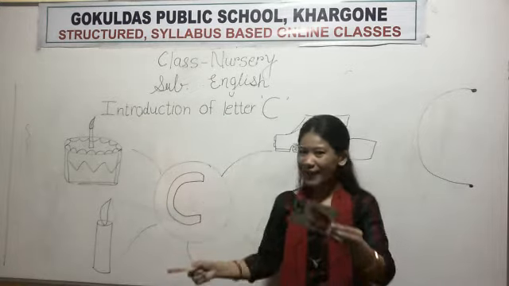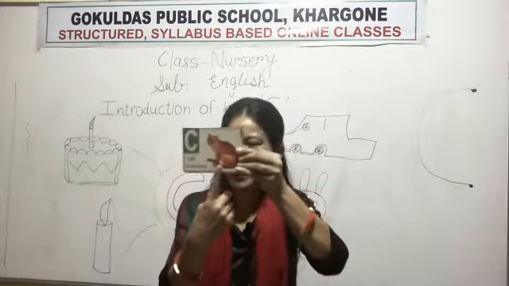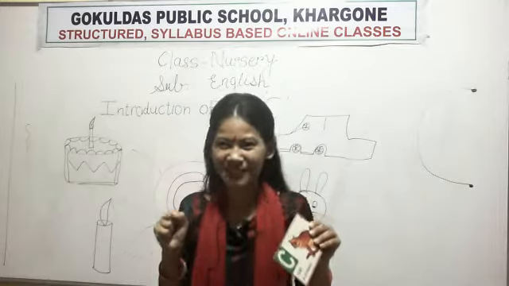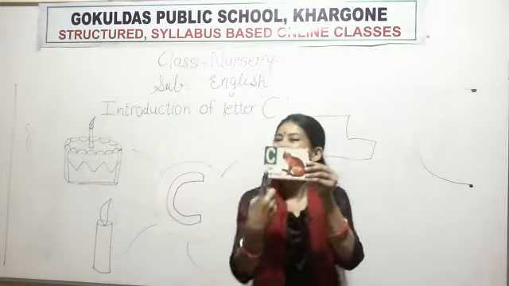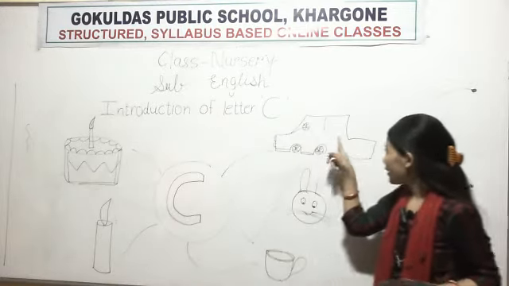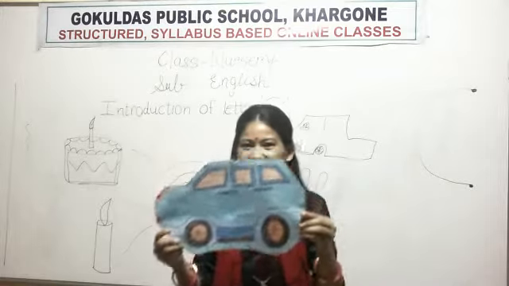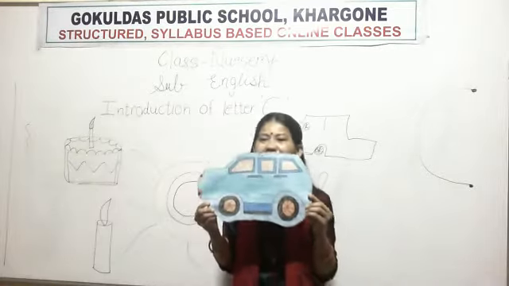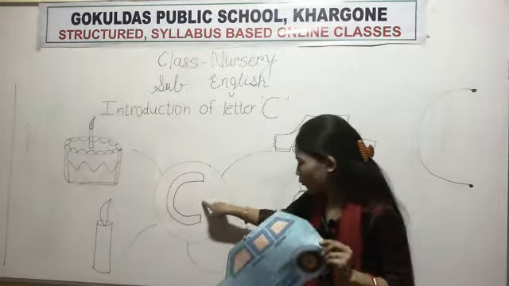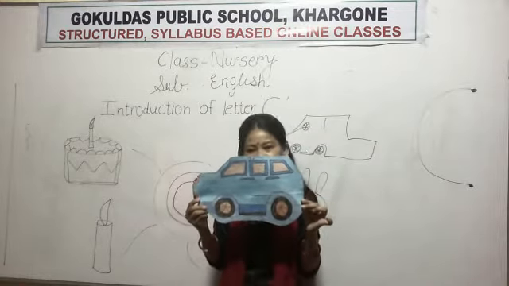C for cat. Meow meow. Cat will eat you. Hum. Okay. C for cat. And C for car. Ding ding ding. See, this is car. What is this? Car. C for car. This is car.